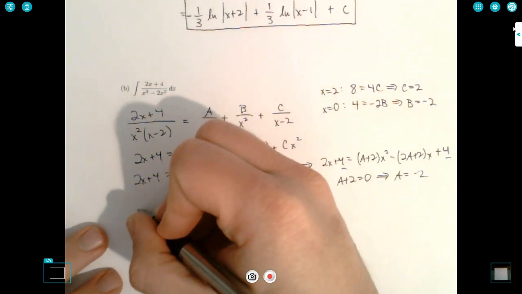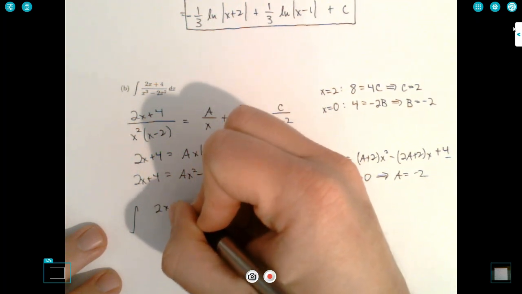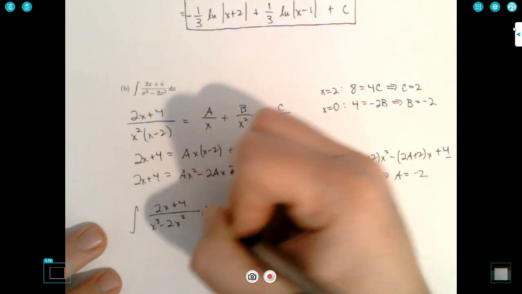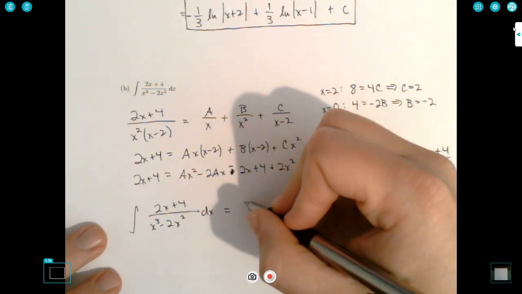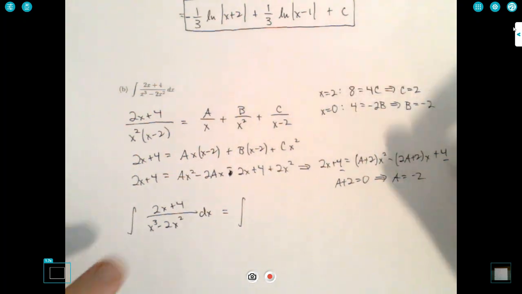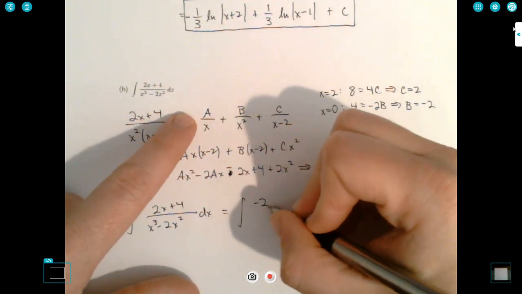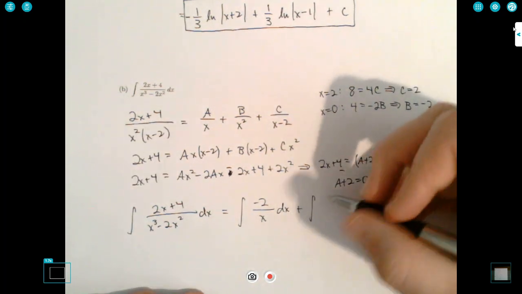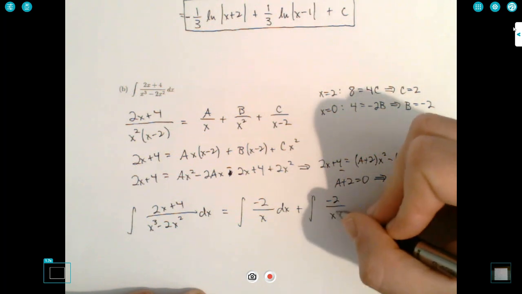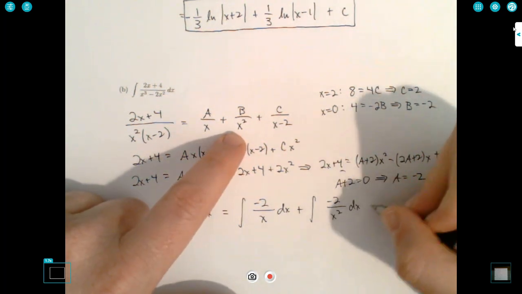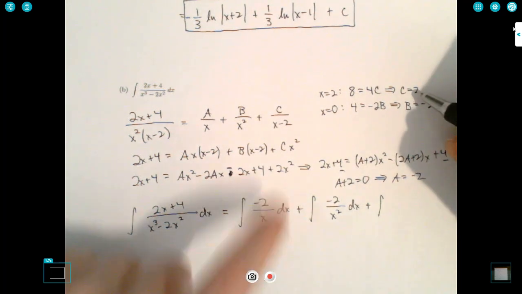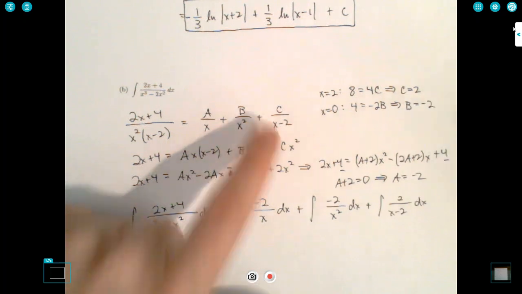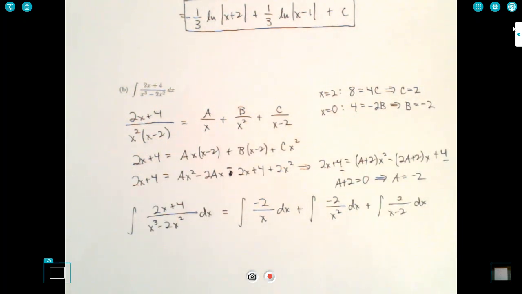I can say now that this expression is really equal to a over x, a was negative 2, plus b over x, b was also negative 2, b over x squared, plus, and then c over x minus 2, c was positive 2. Okay? And that's all there is to that.